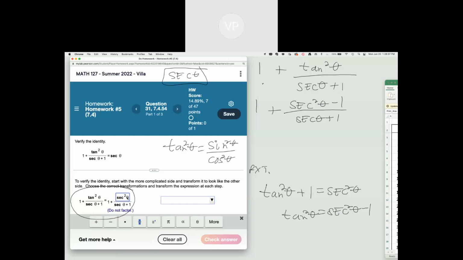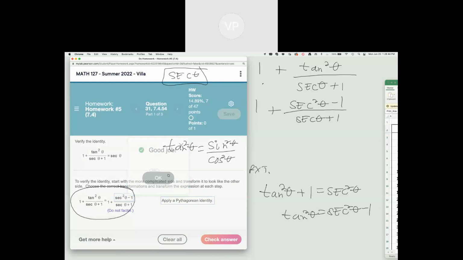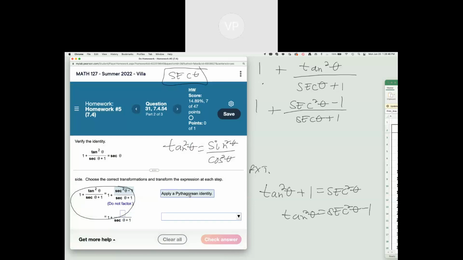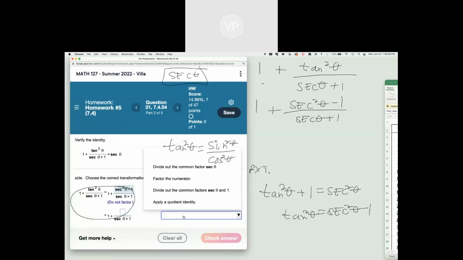Oh, don't forget your minus 1. And we did that with a Pythagorean identity. And that's what they wanted. Now, what I should have done is, if you were stuck, they give you a couple of options.